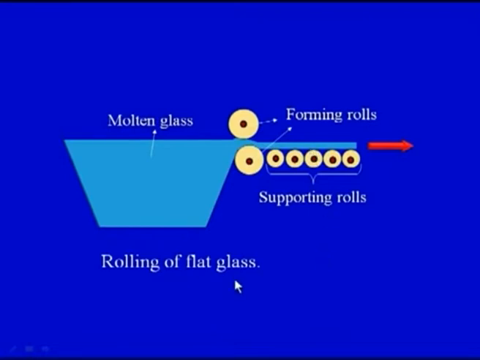So we have seen that two processes can be used to make the flat glass, that is process number 1, the float glass method, and second is the rolling of the flat glass. So we can make the flat sheets or flat glass using two methods. So primarily what we have discussed till now is that there are a few basic primary processing stages for glass which are common to all types of processing techniques.